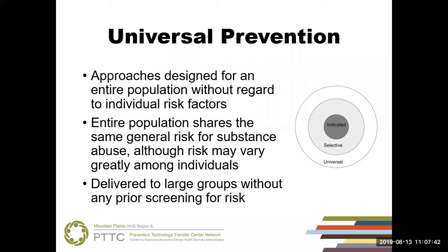So let's start at the very beginning today with the question, what is universal prevention? Universal prevention refers to approaches that are designed for an entire population without regard to individual risk factors within that population. So the entire group shares the same general risk for substance use, and although risk may vary greatly among individuals, universal prevention strategies are delivered to the entire group without prior screening, because the entire population can benefit from the intervention.